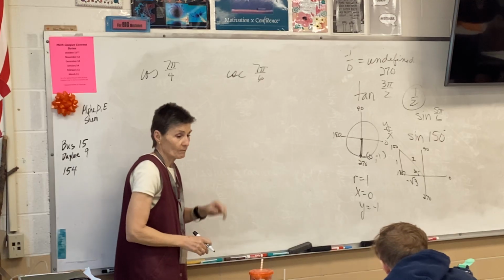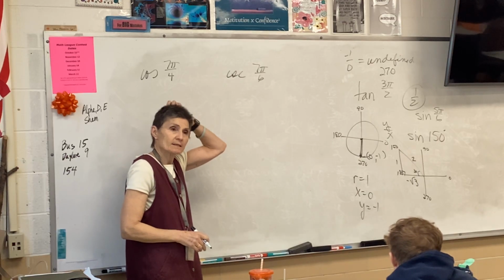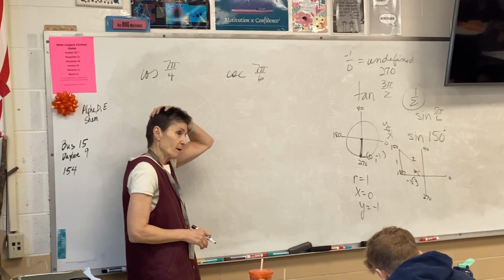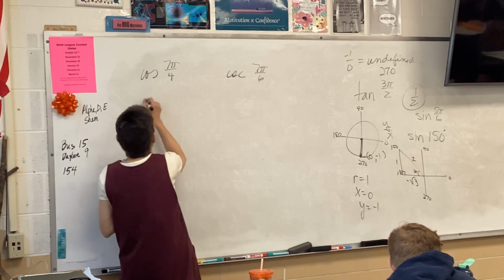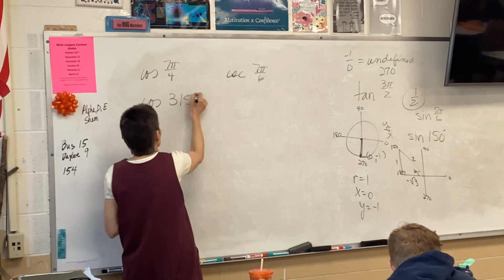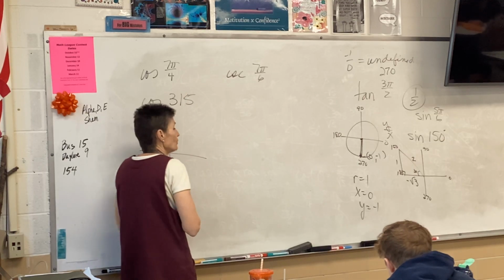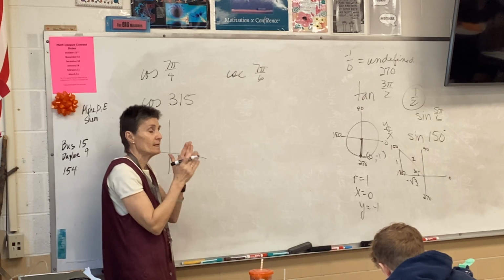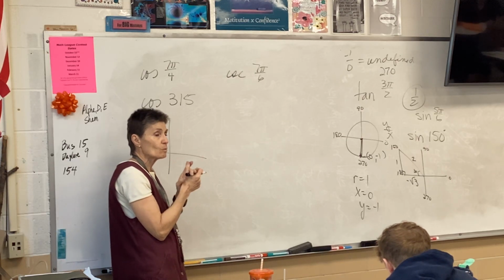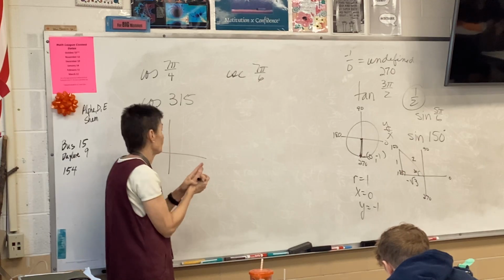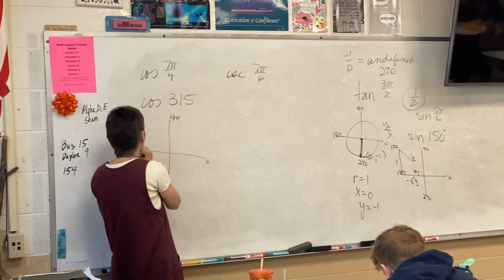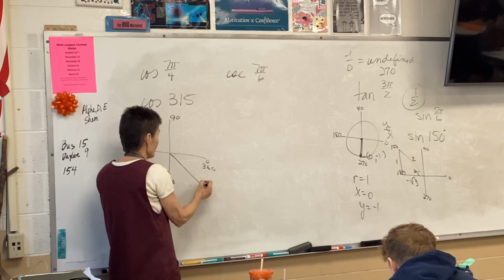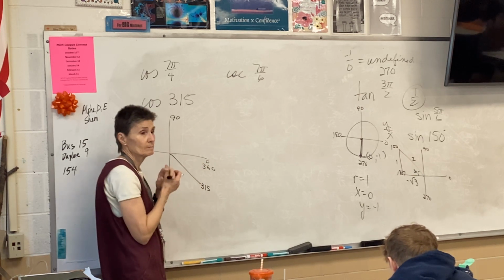Alright, 7 pi over 4. Anybody got that figured out yet? 7 pi. You'll have a little calculator to help you with that arithmetic. 7 pi over 4 is 315. On your homework, some of you wrote down 315 as the answer to the question. It is not. The answer to the question is the cosine of 315. So we need to draw 315, which will be down here in quadrant 4.